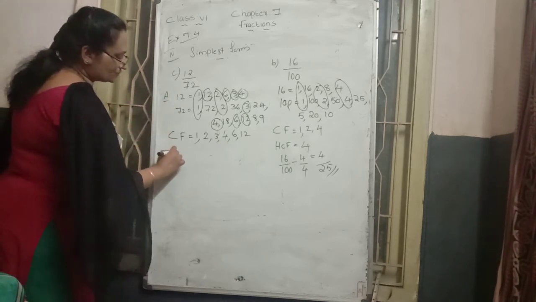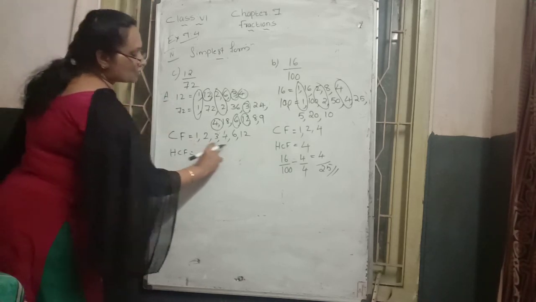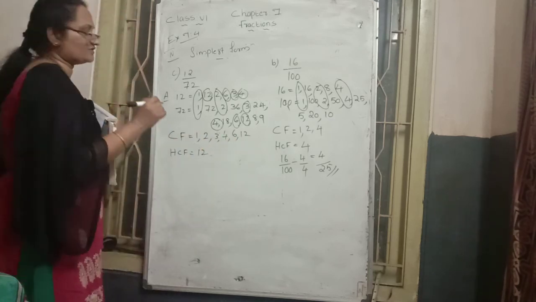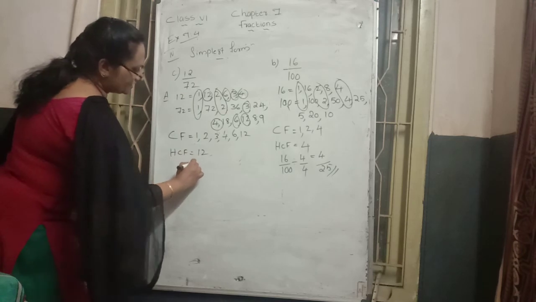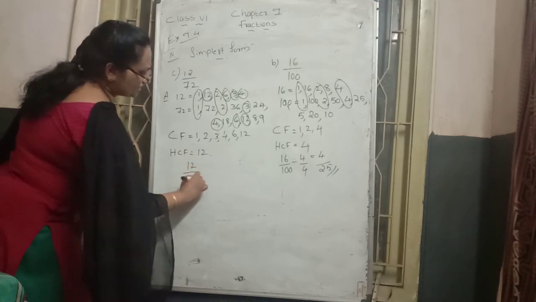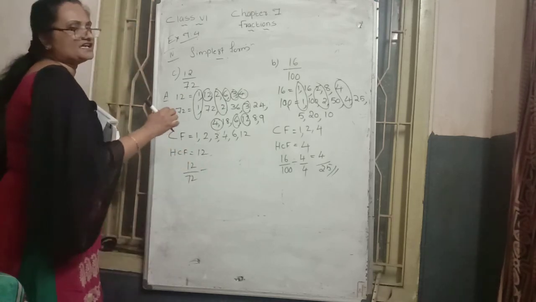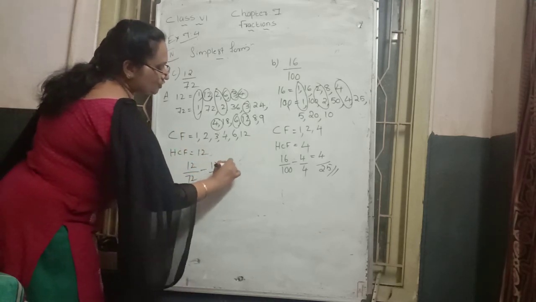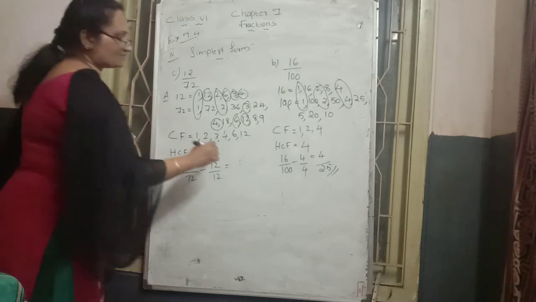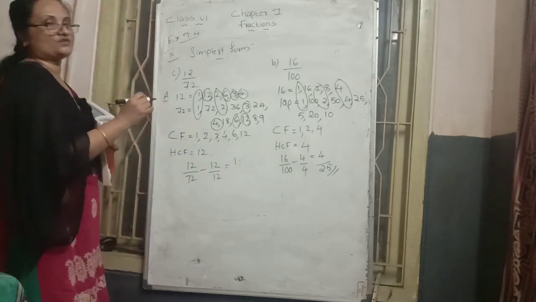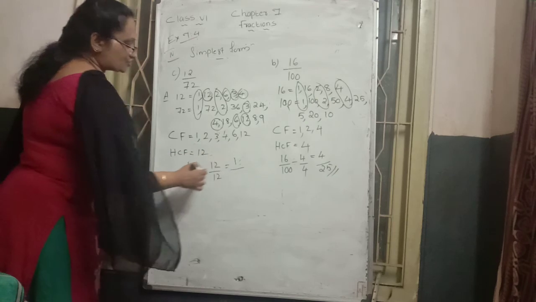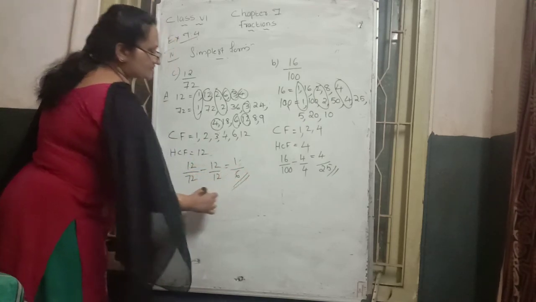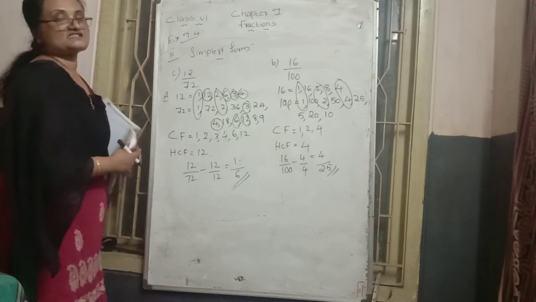Then the highest common factor. Among these common factors, which is the highest? 12 is the highest common factor. Then we take our fraction 12 by 72 and divide it by which number? The HCF. What is our HCF? 12. So we use 12 and divide the numerator and denominator. 12 table, when we get 12, 12 into 1 becomes 12. That's why we write 1. 12 table, when we get to 72, 12 6s are 72. So our answer becomes 1 by 6.